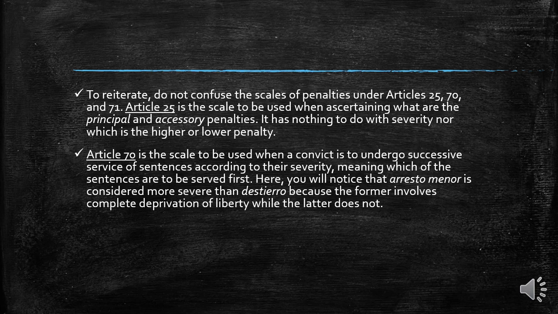Article 70, on the other hand, is the scale to be used when a convict is to undergo successive service of sentences according to their severity, meaning which of the sentences are to be served first. Here you will notice that arresto menor in Article 70 is considered more severe than destierro because the former involves complete deprivation of liberty, whereas the latter does not.